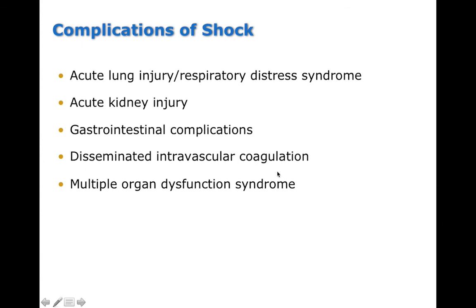Disseminated intravascular coagulation can occur, especially if you're exposed to agglutinogens or other factors that can actually cause activation of your complement system and clotting cascade. And we can also get multiple organ dysfunction syndrome, where individuals die from essentially low blood pressure over time, causing multiple organs to start shutting down.